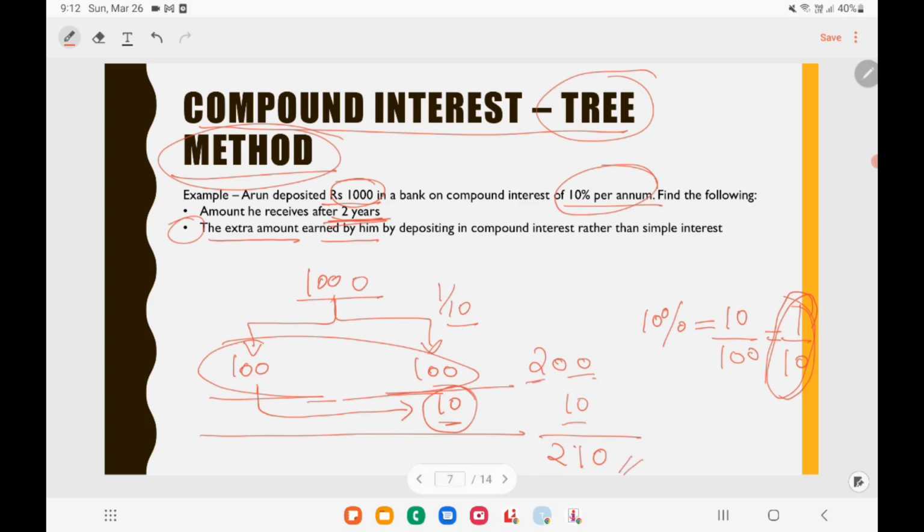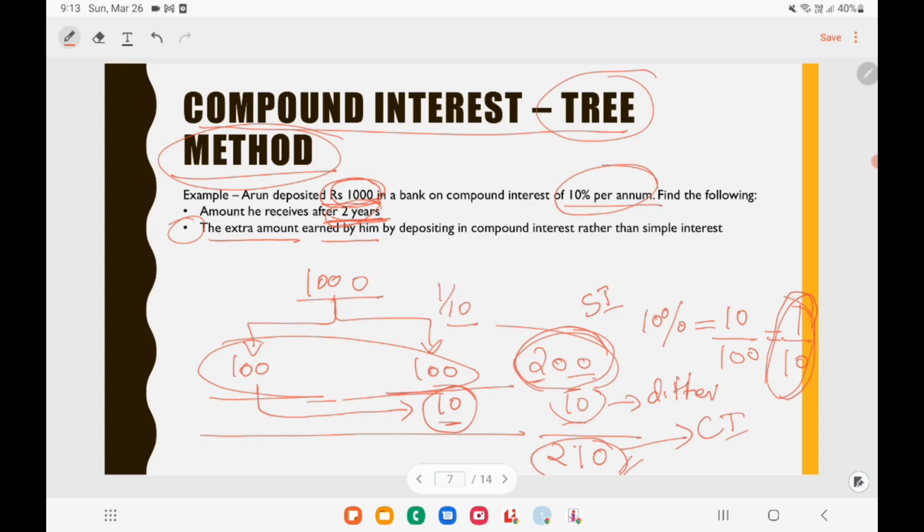Now in this question, this 200 will be the simple interest. That means if you put that 1000 rupees for 2 years as simple interest, you will get an interest of 200. Now if you put that 1000 rupees at 10% per annum for 2 years in compound interest, you will get this 210. So this is the compound interest. And this 10 that you get in the middle will be the difference. That is, you will get 10 rupees more if you put it in compound interest rather than simple interest.